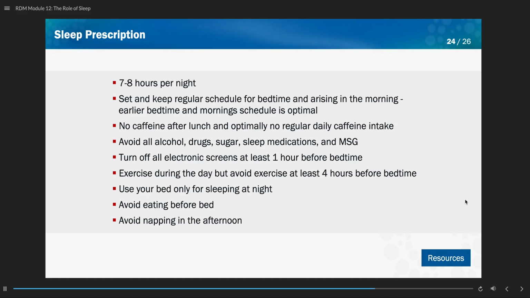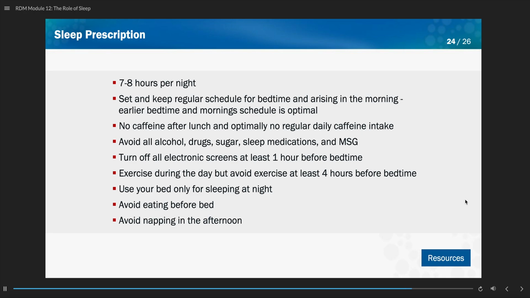It's important to avoid eating before bedtime. If you eat within 3 to 4 hours of going to sleep, the body starts to ramp up the metabolic activity to process that food, and it can be disruptive to the deeper sleep and also make it more difficult to go to sleep at night.